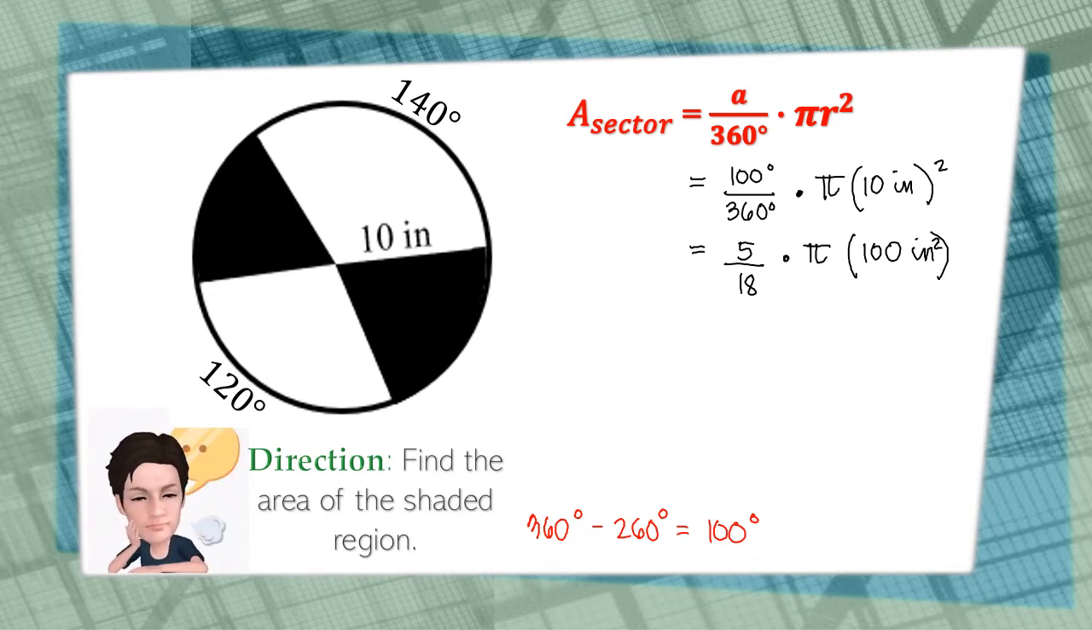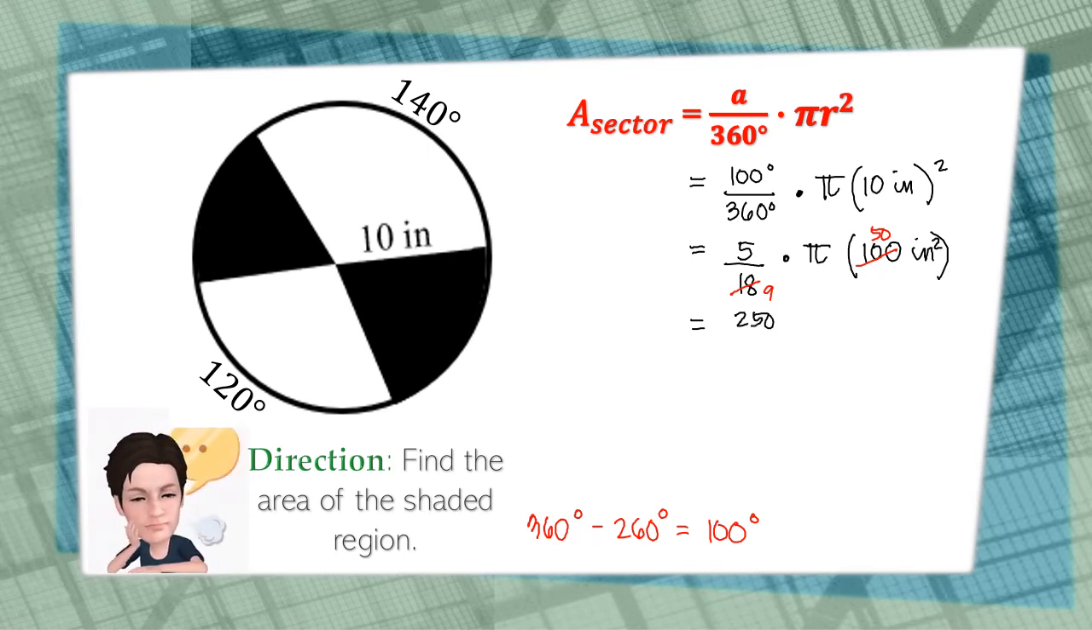Therefore, actually you can simplify this. 18 and 100 are both divisible by 2, so you can cancel this out. So this would be 50, and this would be 9. Okay, and with that, you can continue with 5 times 50, you would have 250.